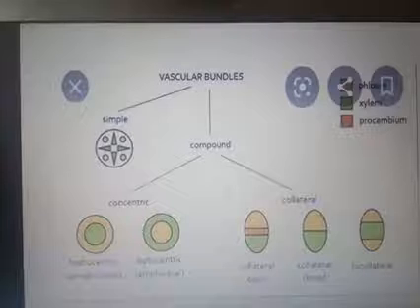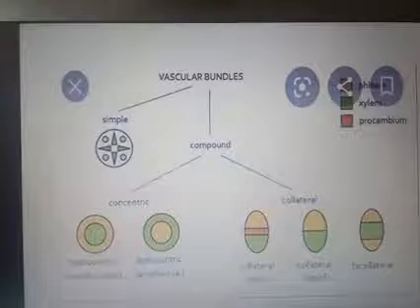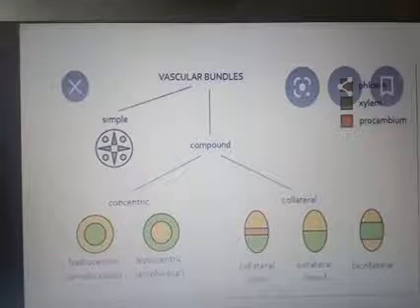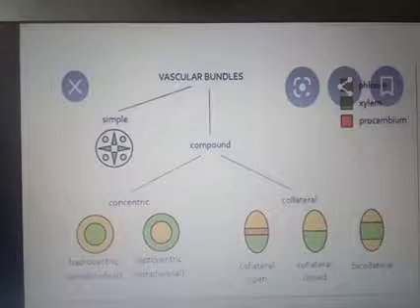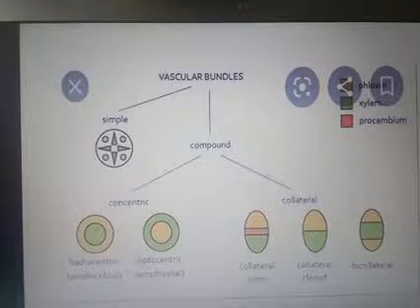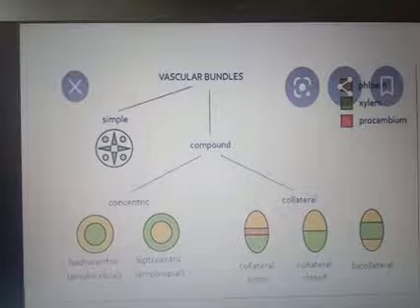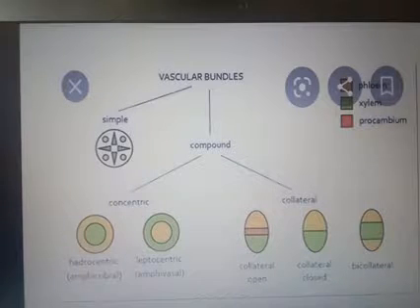Read your textbook very carefully. That is very important. As a NEET aspirant, it is very important to read the textbook carefully. I hope you can all understand this portion. The tissue system comprises the epidermal tissue system, the ground tissue system, and the vascular tissue system.